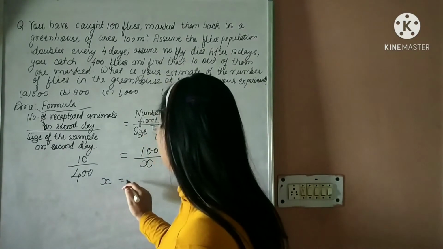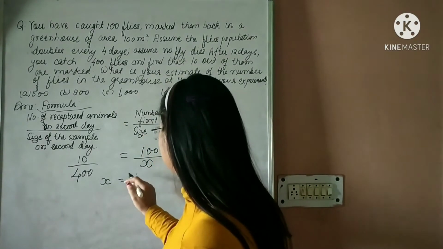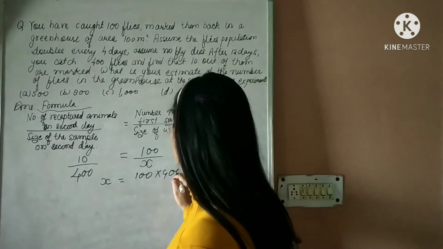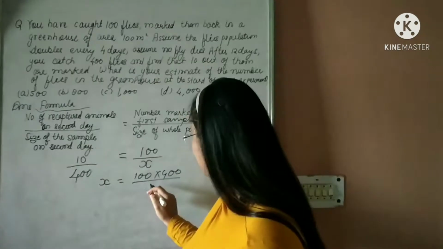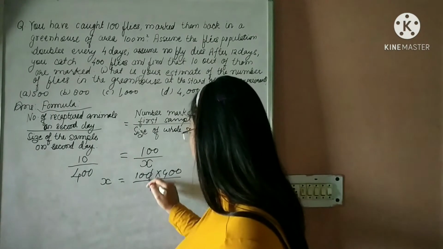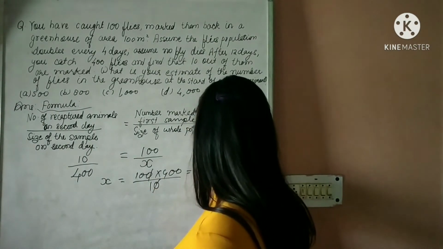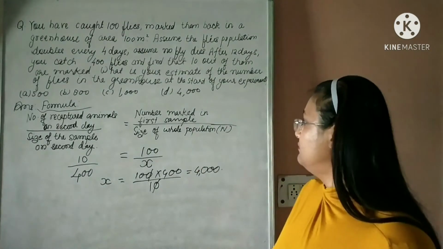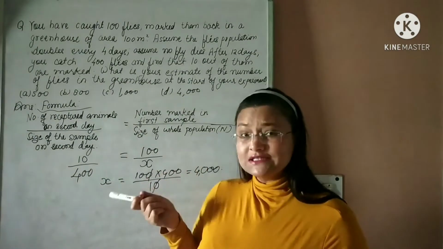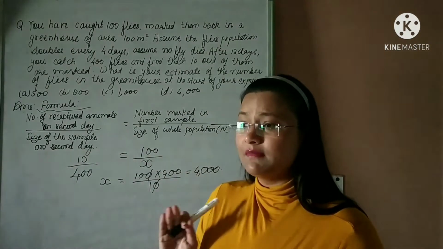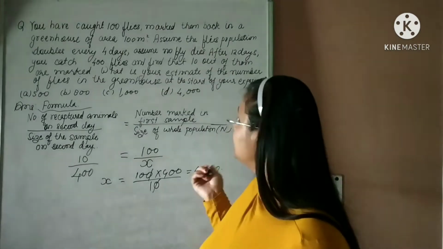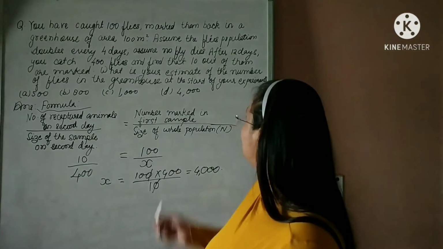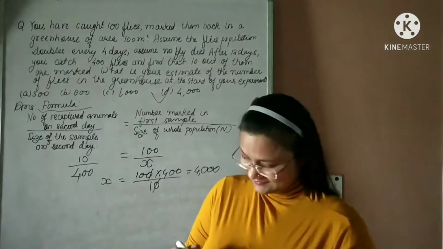This is an easy problem if we remember the formula. 100 into 400 by 10, 4000. So it means that during the first capturing event when we marked the flies, the total population of flies was 4000. So our answer is option D.